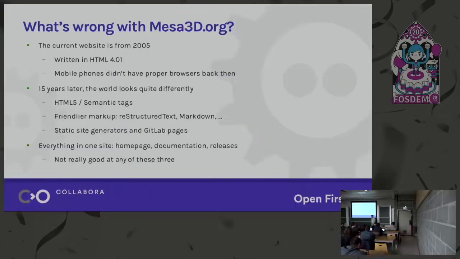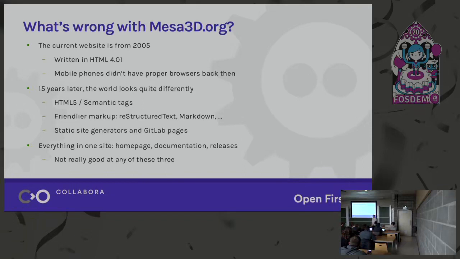So the first thing to talk about is what's wrong with mesa3d.org right now. It's a pretty old website. It was written 15 years ago, the current version of the web part of it, not necessarily the content. It's written in HTML 4.01. Mobile phones didn't have browsers back then.